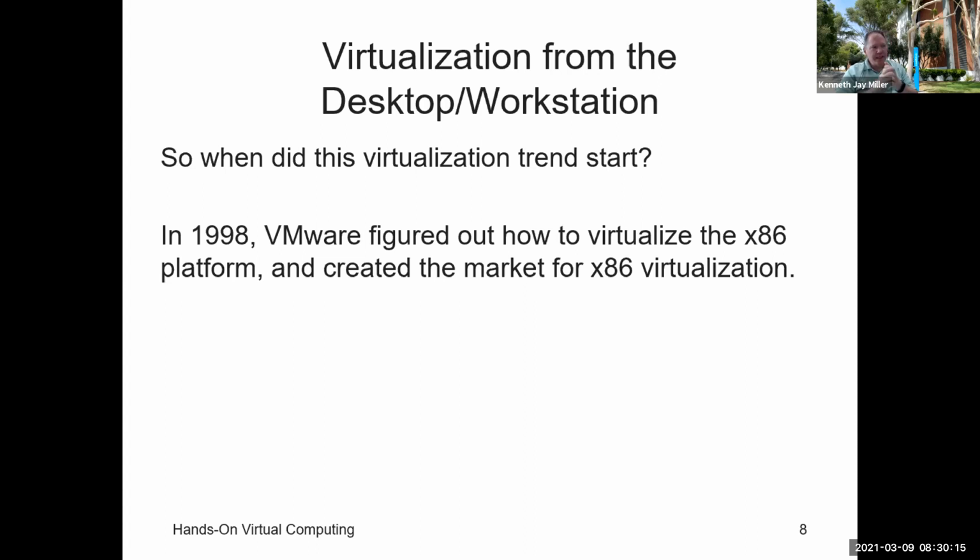So in 1998, VMware, they're the number one company in virtualization because they created it. And they were able to figure out how to virtualize the x86 or the 32-bit processor and operating system, and create the market for virtualization. So at the time, that was a really big achievement.